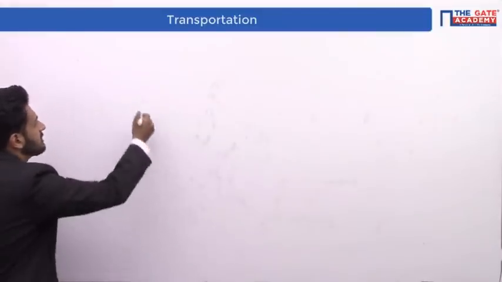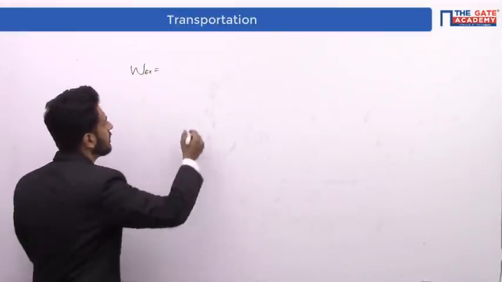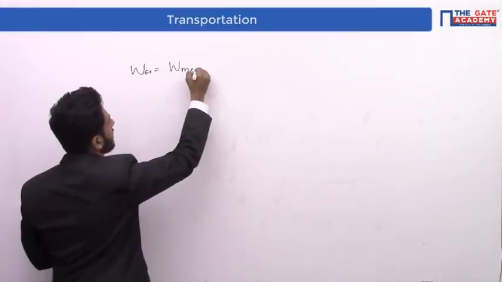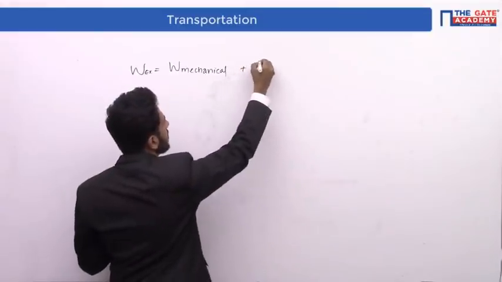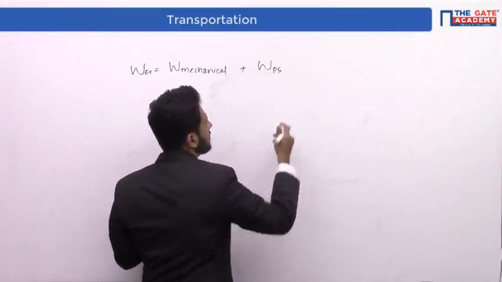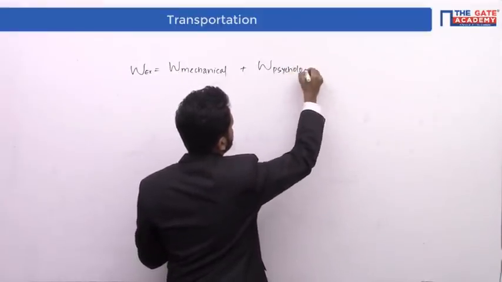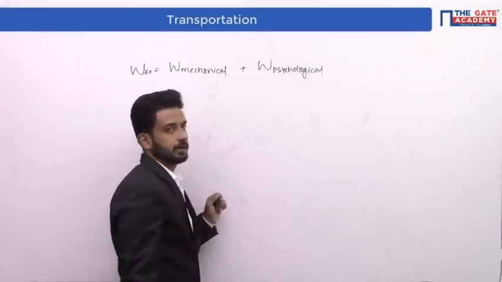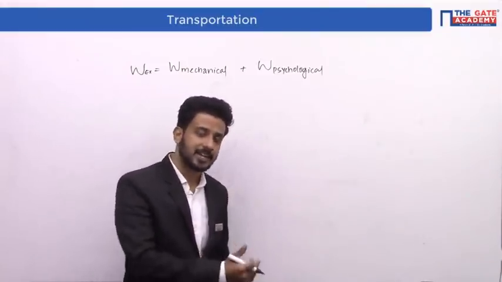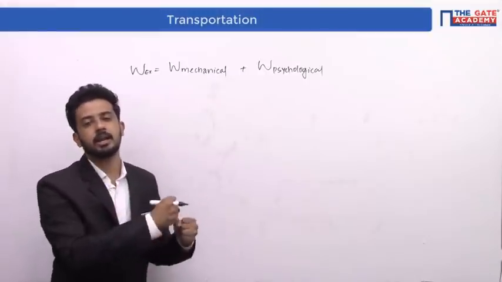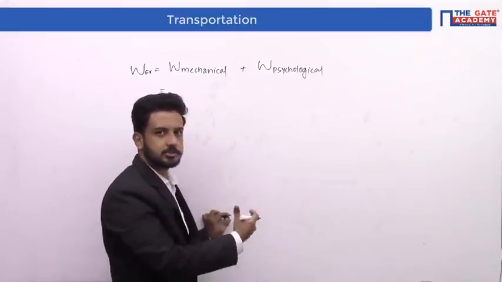So what is the total widening? The total extra widening is the widening due to mechanical reasons, called mechanical widening, plus the widening we need due to psychological tendency, called psychological widening. So the sum of mechanical widening and psychological widening will be the total extra widening. You should know the equations corresponding to each one.